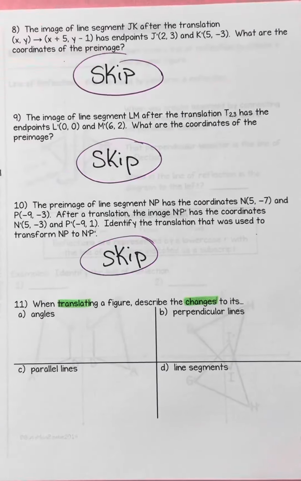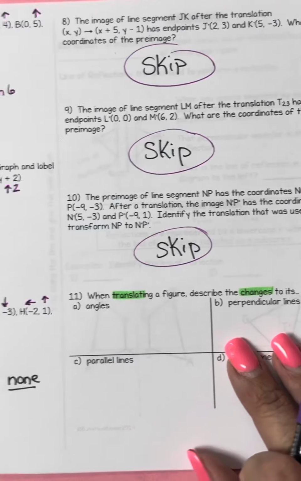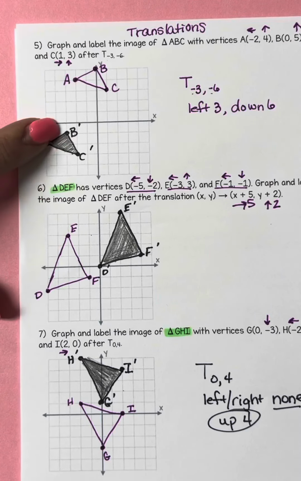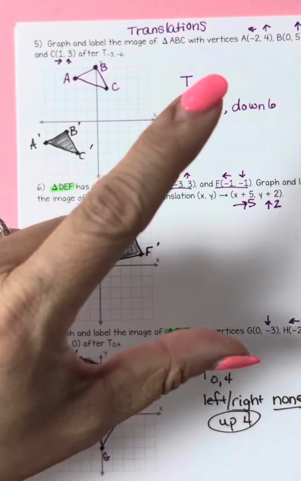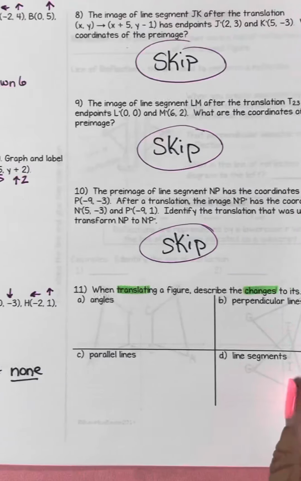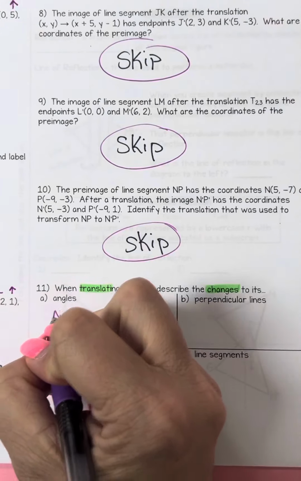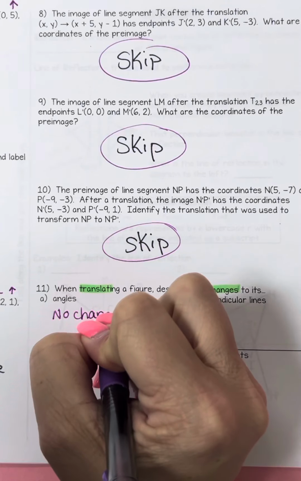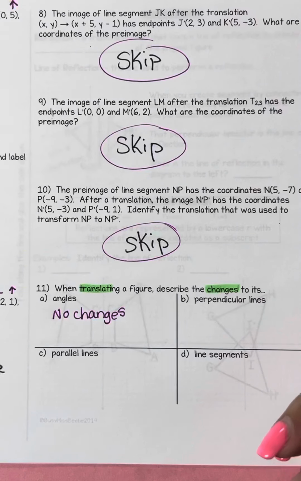So the angles, if we look at the angles, those are the corners of our, let me show you back on this other page. The corners here, those corners didn't change. It moved, but the corner did not get bigger or smaller. It just moved, okay? So, go back here. The changes to the angles, no changes. To the angles. The angle measures are preserved.